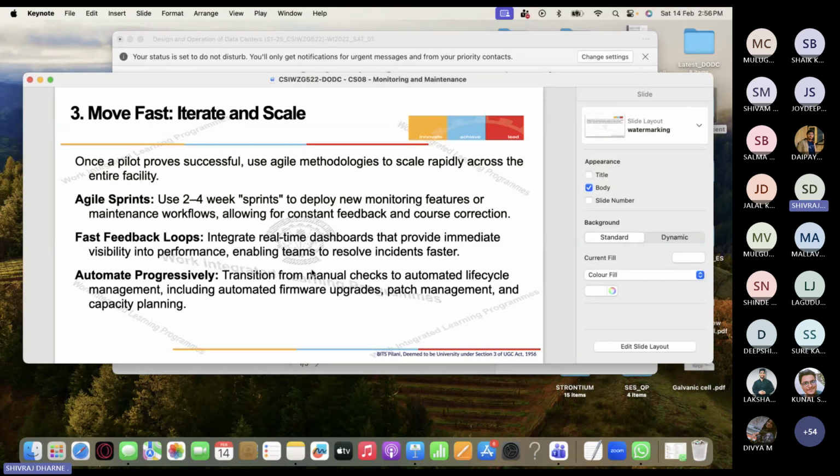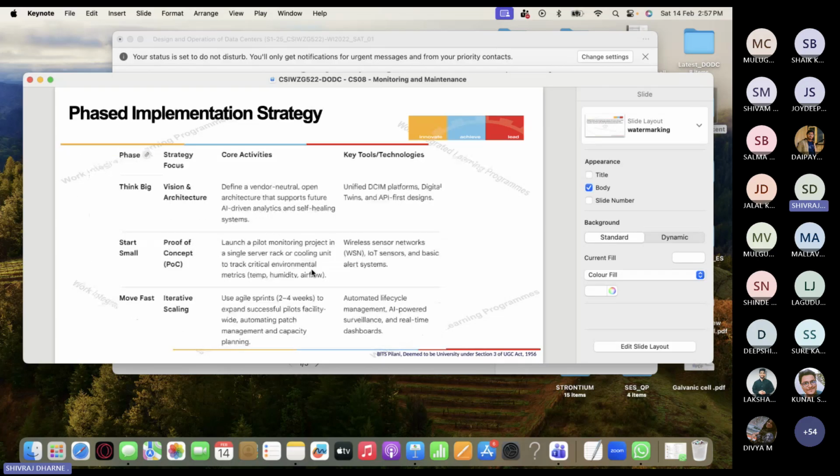And then at the end of the day, you have to automate. Progressively you can do it, but you have to automate everything. So you transition from the manual checks to the automated lifecycle management system. Automated firmware upgrades, automated patch management, automated capacity planning, all that you can do. Once you do automation, it will be fast. So that's why it's called move fast. Okay. So this is for scaling the data center.